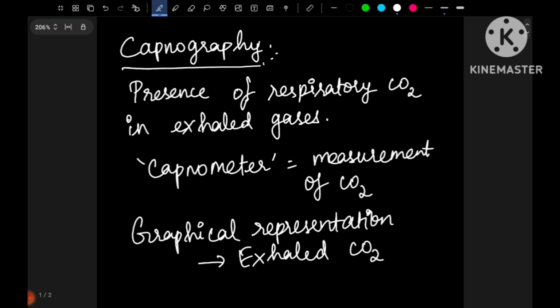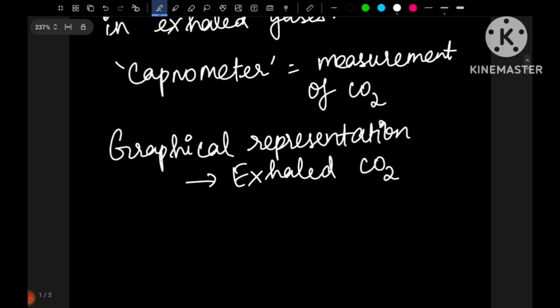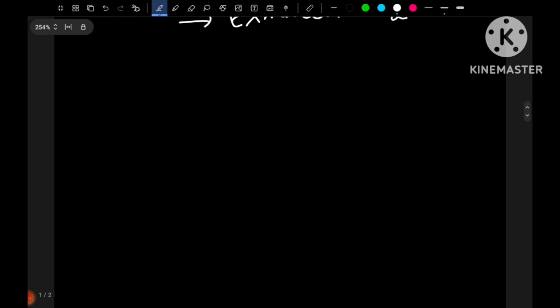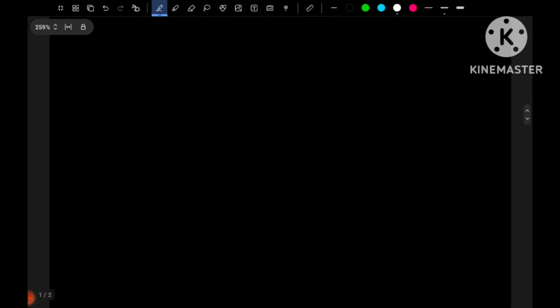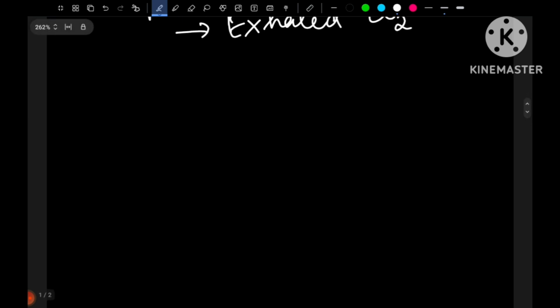So now let's discuss the normal capnography. I'm going to draw it just with our pen, without any diagram. I'm not going to download or show you any diagram. I'm just going to draw and show how a normal waveform looks and what the phases are, so that it will be a little easier for us to understand. As we draw, we can understand. That's the main purpose.